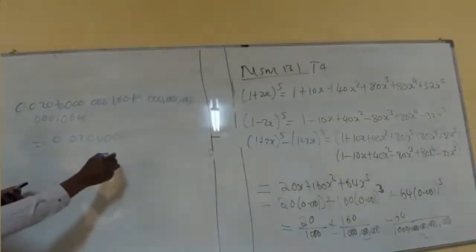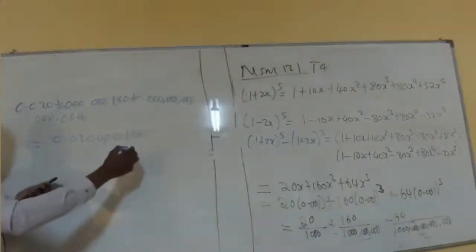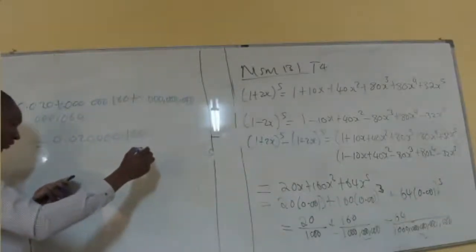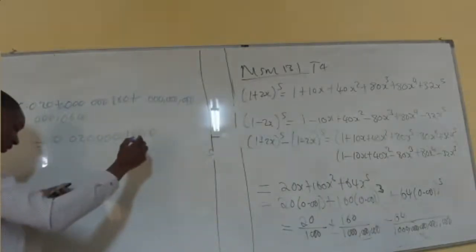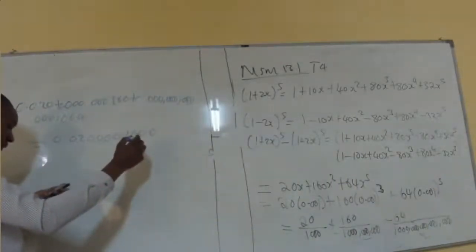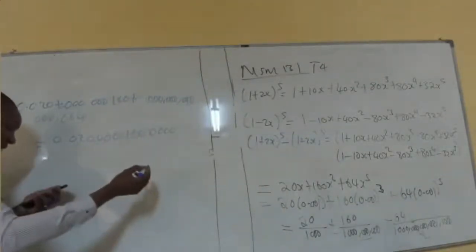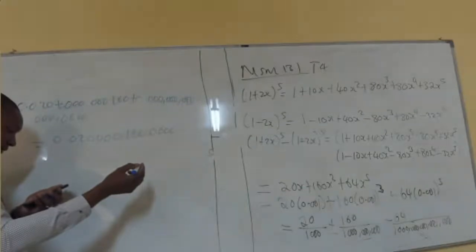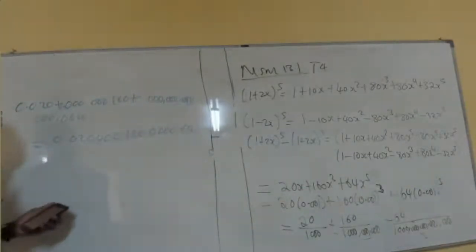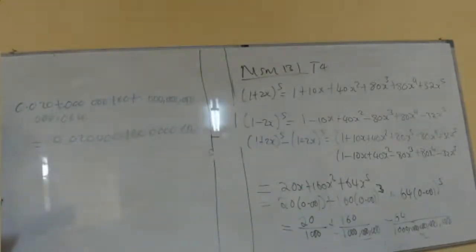0, 0, 0, 160, 1, 2, 3, 4, 5, 6, 4. Right, so that's the final answer to that question.